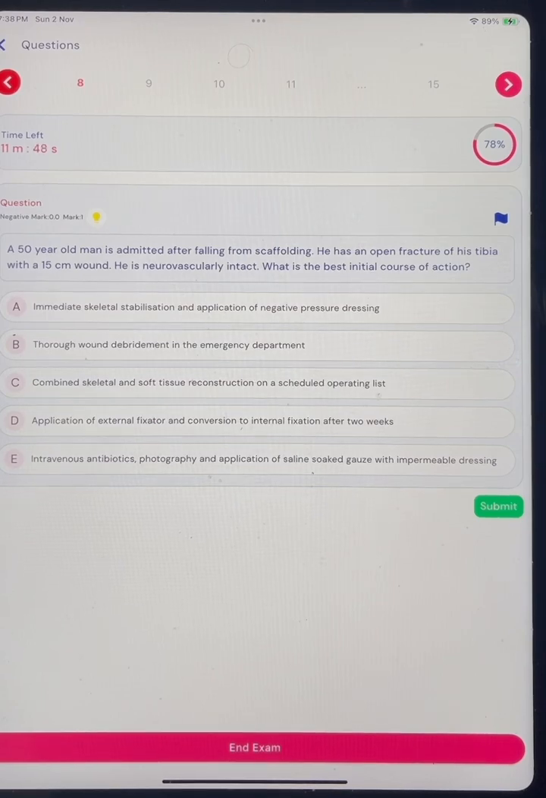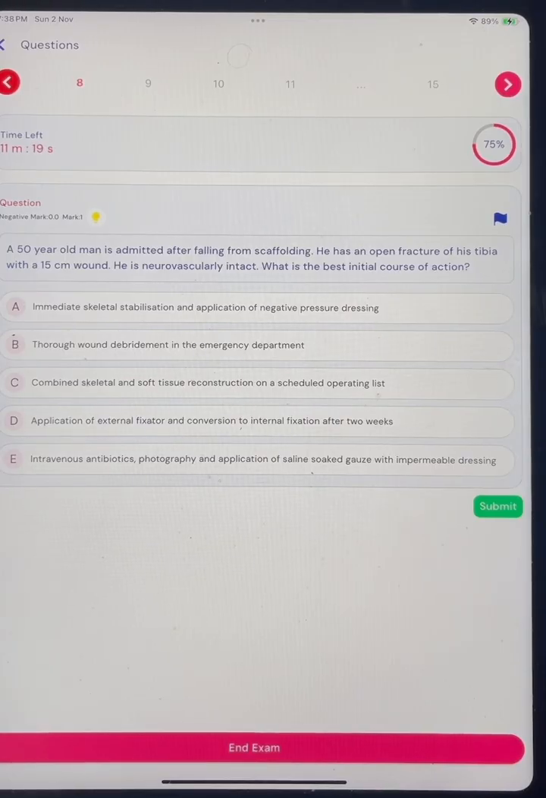50-year man is admitted after falling from scaffolding. He has an open fracture of the tibia with 15 centimeter wound. He is neurovascular intact. What is the best? Neurovessels are intact. There is open fracture, means this is classification. What you call it as grade 3.